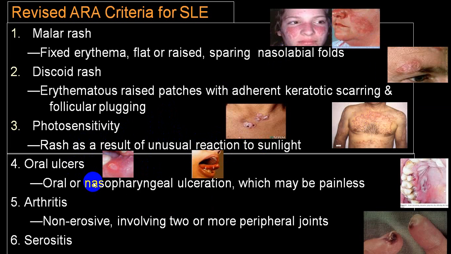Oral ulcers are very common in the oral cavity. Nasopharyngeal ulcers may be seen also, and sometimes they are painless ulcers. You can see these different ulcers. These are oral ulcers. Arthritis is non-erosive, involving usually two or more peripheral joints, very commonly metacarpophalangeal joints, carpal, knee, etc. Serositis means involvement of the serous layers like pleura and pericardium. So pleuritis and pericarditis are quite common.